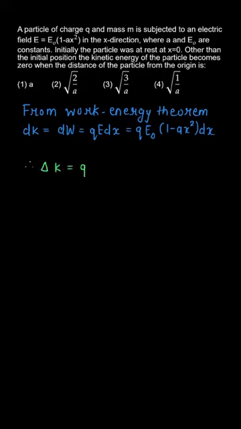So if we integrate this value, we'll get the change in the kinetic energy to be equal to Q into E naught, where Q and E naught are the constants, when we integrate it from 0 to x of 1 minus a into x square dx. Now integration of 1 will be x, and integration of x square will be x cubed by 3.